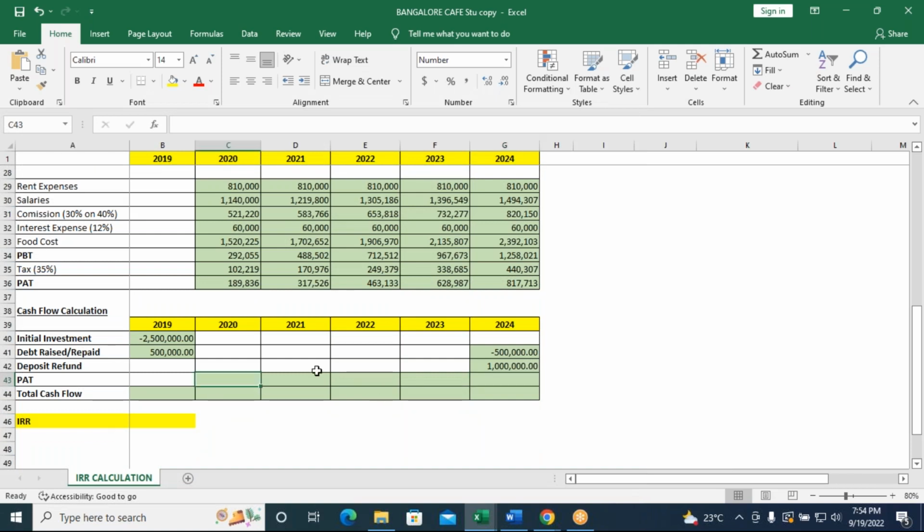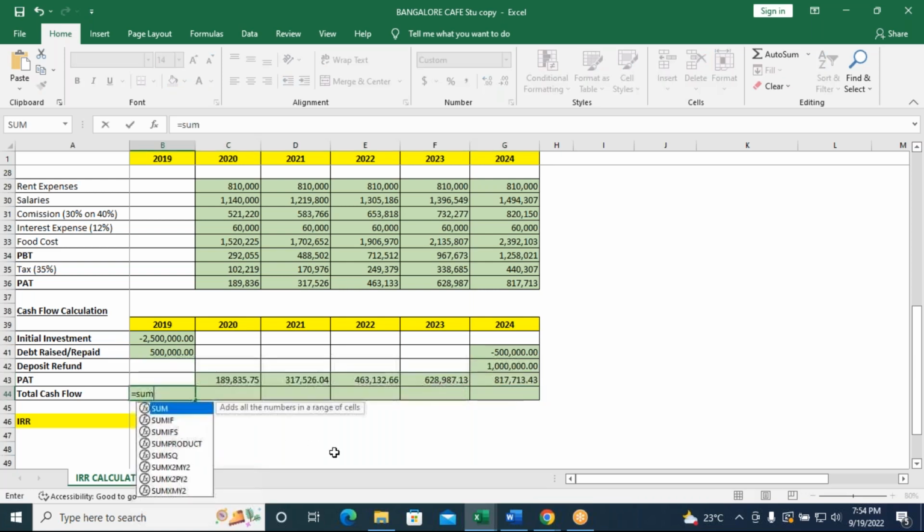Okay. So now PAT. I have to take the PAT value, enter, and just select and drag. Now total cash flow is equal to sum of this range. Enter.